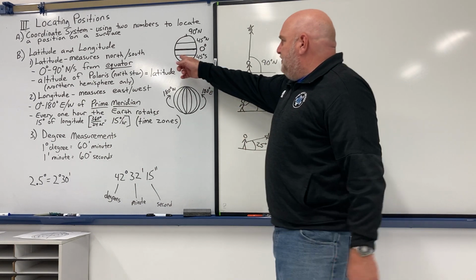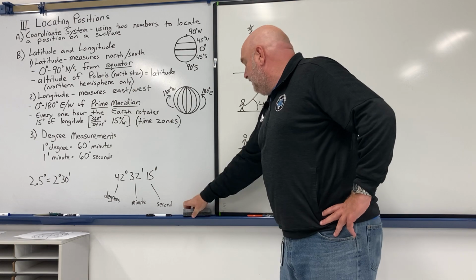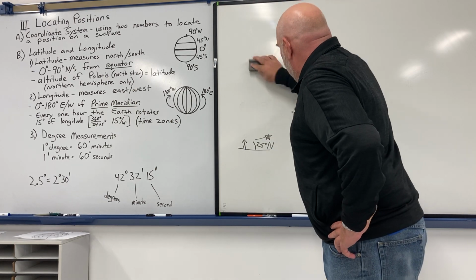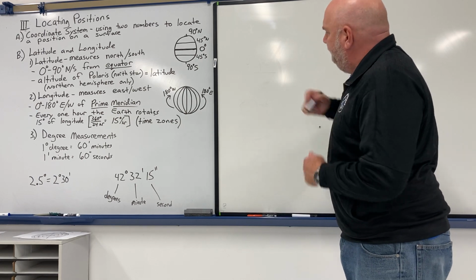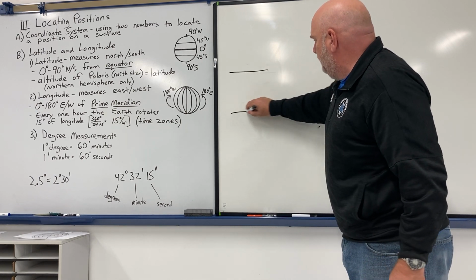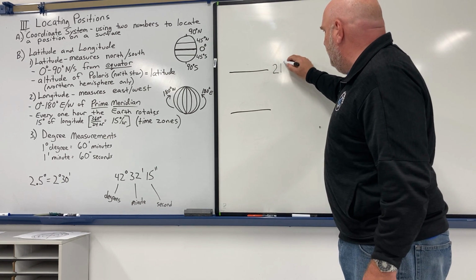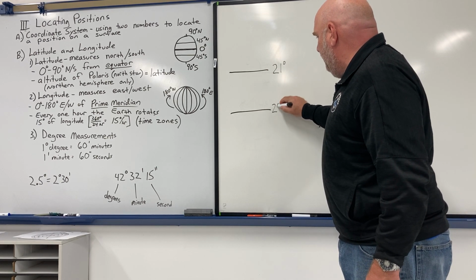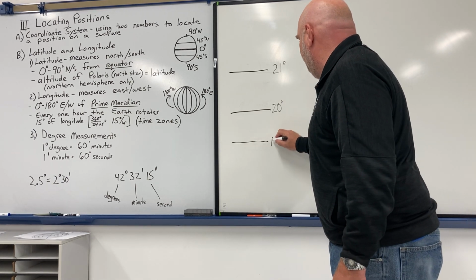All right, so latitude measures how far north and south you are. Longitude measures how far east and west you are. All right, so let's say I have some latitude lines. And maybe this one is 21 degrees, and this one's 20 degrees. And let's say I have another one down here at 19 degrees.